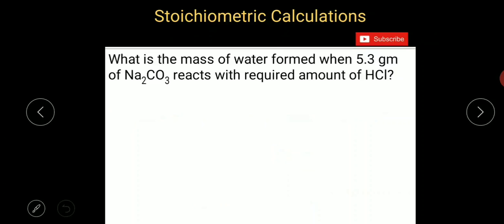Let us go to one more question. What is the mass of water formed when 5.3 grams of Na2CO3 reacts with the required amount of HCl?